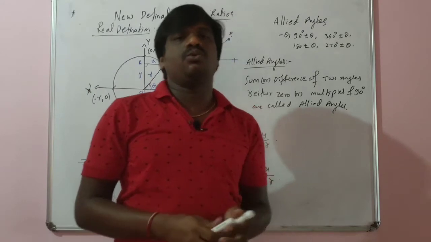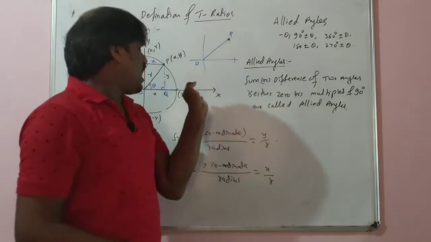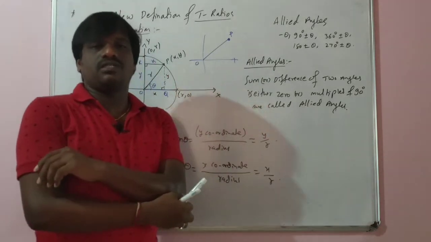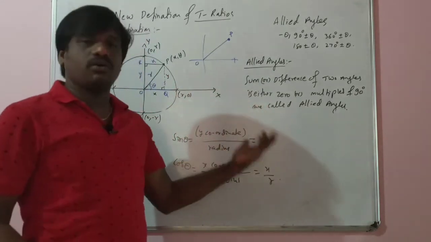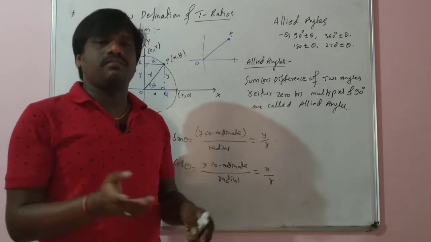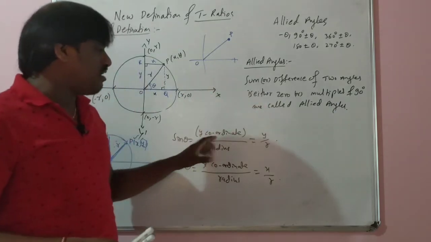If you know these two definitions, the other trigonometric ratios are derived from these only. So sine theta, then cosec theta is the reciprocal of sine, sec theta is the reciprocal of cos, tan will be sine divided by cos, and cot you will get as well. But the main thing is why we are learning this.